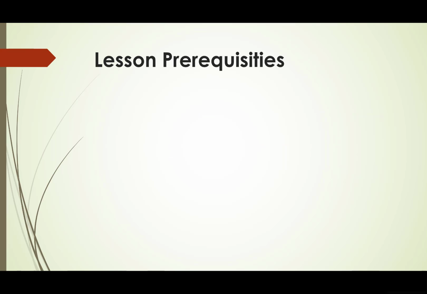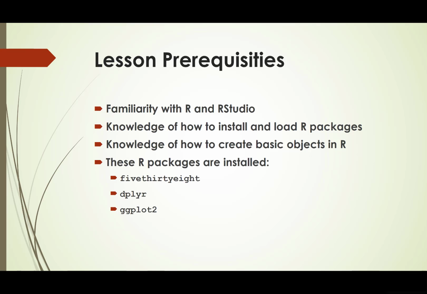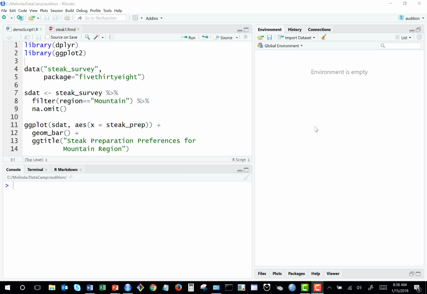This lesson assumes that the viewer has a basic familiarity with R and RStudio, that they know how to install and load packages, and that they know how to create basic objects using R. The example worked in this lesson also assumes that the viewer has already installed the R packages of 538, dplyr, and ggplot2. Let's begin. During this lesson, we will be using the R code shown here to complete the following.